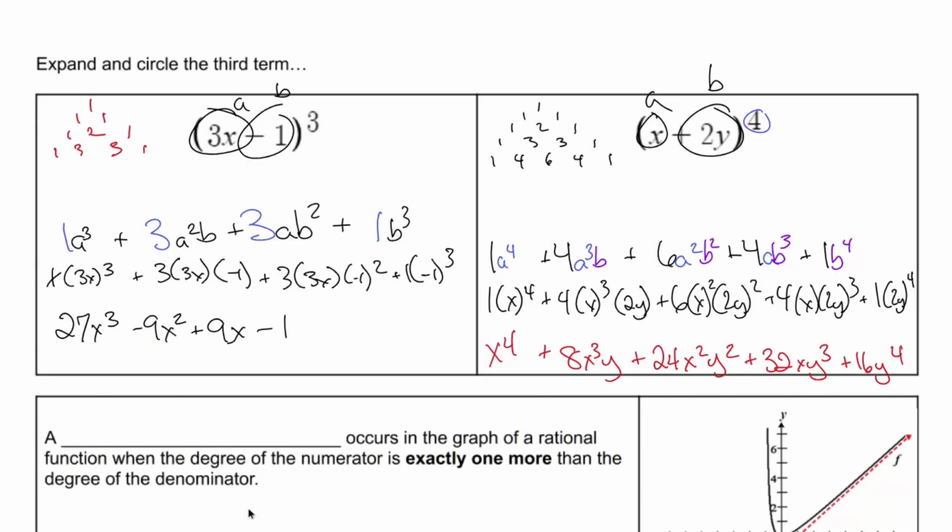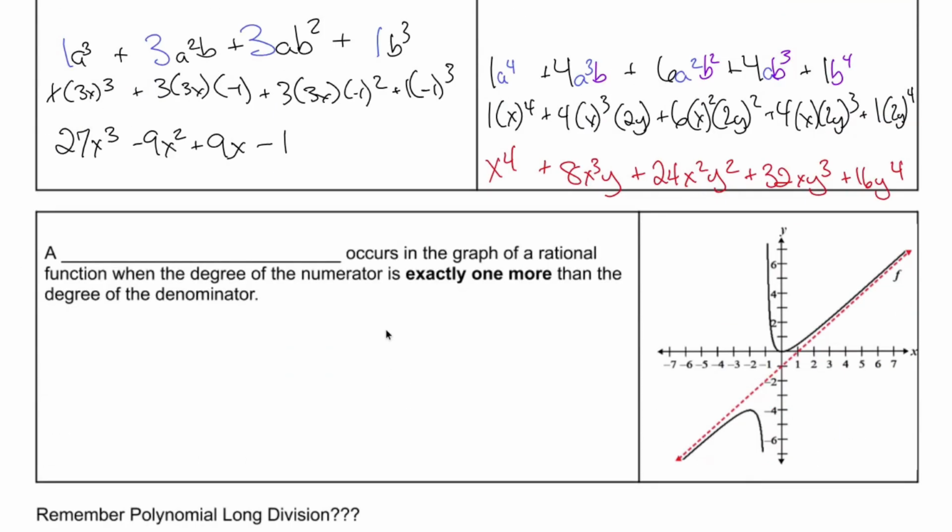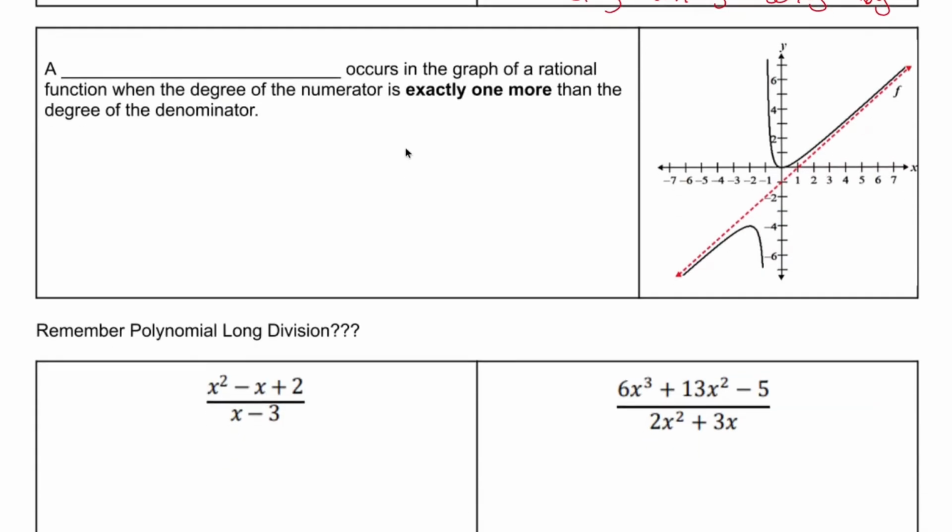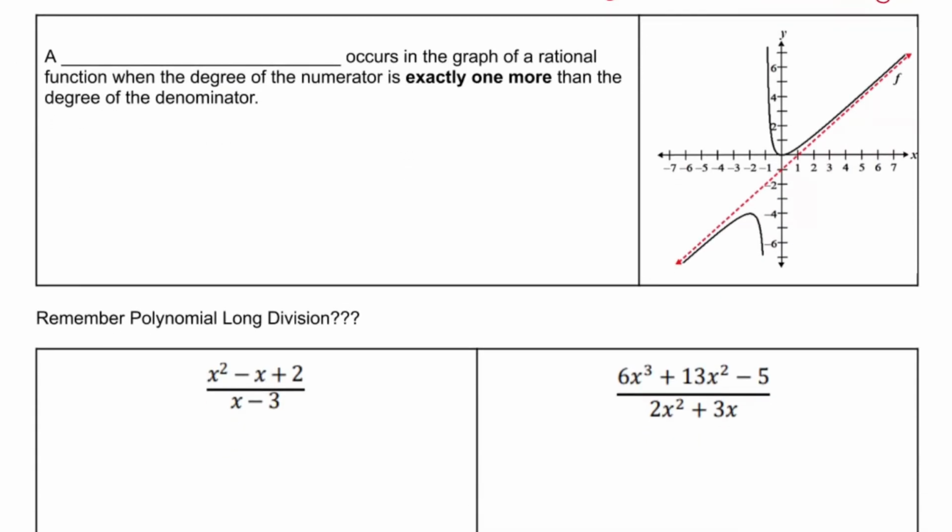Now, that was part 1. Part 2 is not so bad in my book, but some people still don't like it. A slant asymptote, also known as an oblique asymptote, but I will never once call it oblique asymptote ever again.